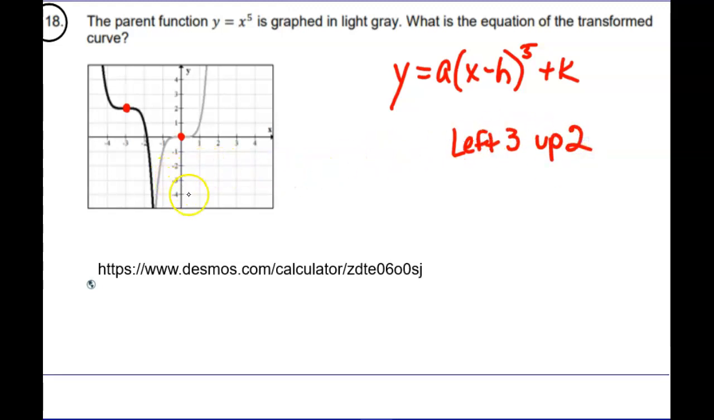But then what else happened? It flipped. Can we tell whether it flipped over the X or the Y? Actually, this shape, it's got origin symmetry. So I don't think it matters if it flips over the X or the Y. Only would matter if we did the order funky. Anybody think they got it?